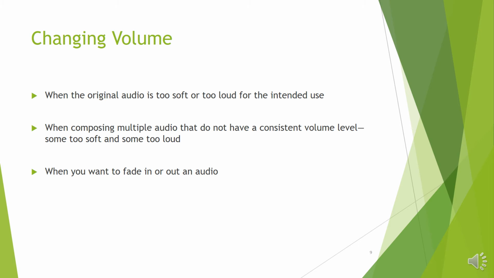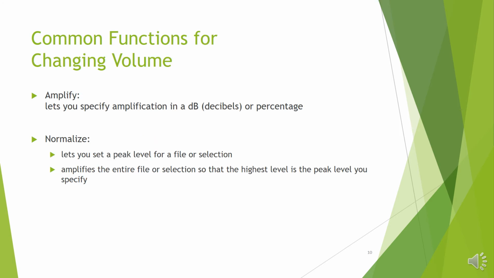When the original volume is too soft or too loud for the intended use, you can balance the audio to a certain level, usually the RMS value, the peak value, or the reference level. You don't go to 100%. And wherever you want, you can fade in or fade out. You can amplify by means of reference decibels or percentage, normalize the peak level in the file selection, and amplify the entire file selection with the highest peak level you specify.